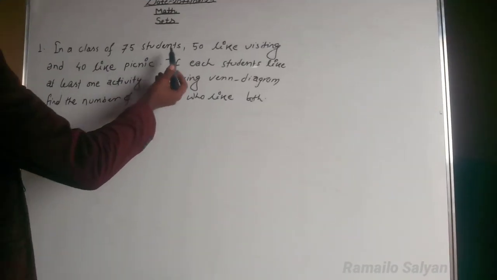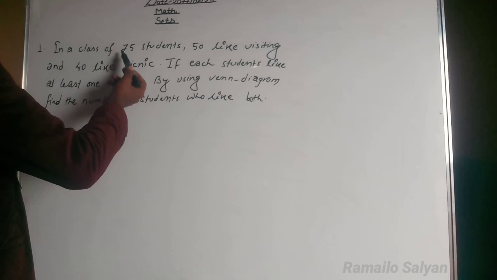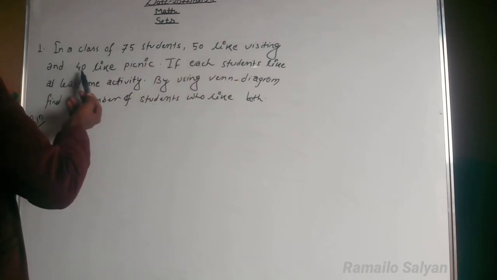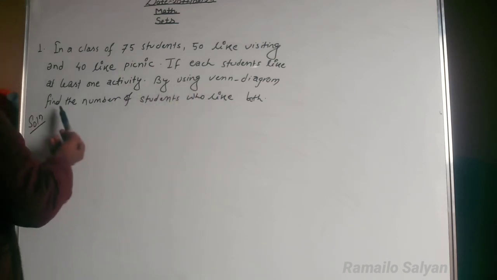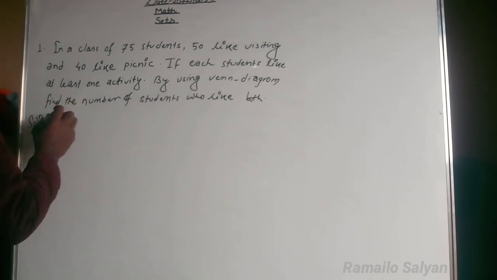Okay, in a class of 75 students, the total number of students is 75, 50 like visiting, 40 like picnic. If each student likes at least one activity, by using a Venn diagram, find the number of students who like both.